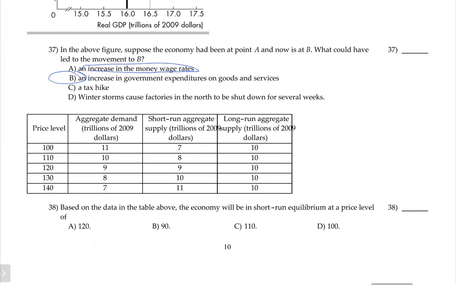Now, question 38. Based on the data in the table above, the economy will be in short run equilibrium at a price level of... okay, for short run, we look at these two columns, and we look at when they are equal to each other. So then clearly the answer is A.